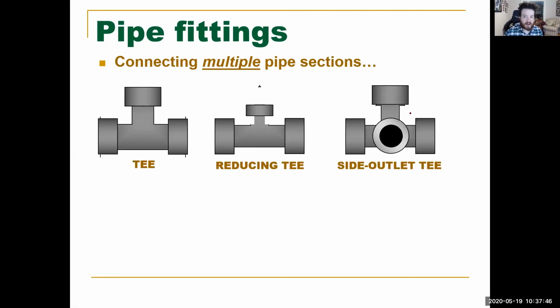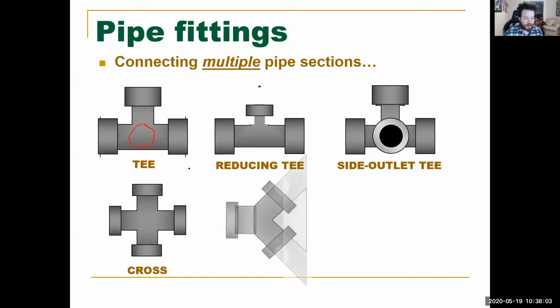Then you have a side outlet T. Basically, it's a T, and right at this point here, there's an ability to connect another pipe to it. Then you have a cross, and then you have a Y branch. These are very common on firefighting equipment.